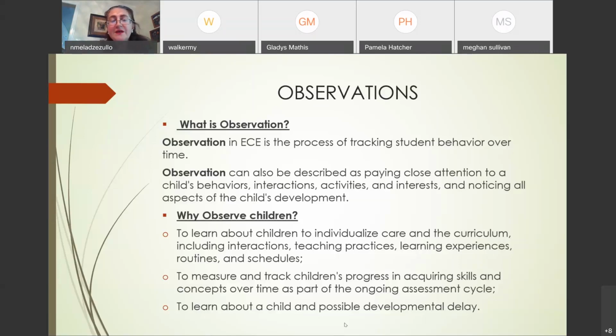I really think that observation can be described as paying close attention to a child's behaviors, interactions, activities, and interests, and then noticing all aspects of the child's development. And then you can choose when you want to observe the child. And of course, I would suggest that you should be observing the child in different settings. If you're a mother at home, make sure you watch your child and observe the child while he is eating.